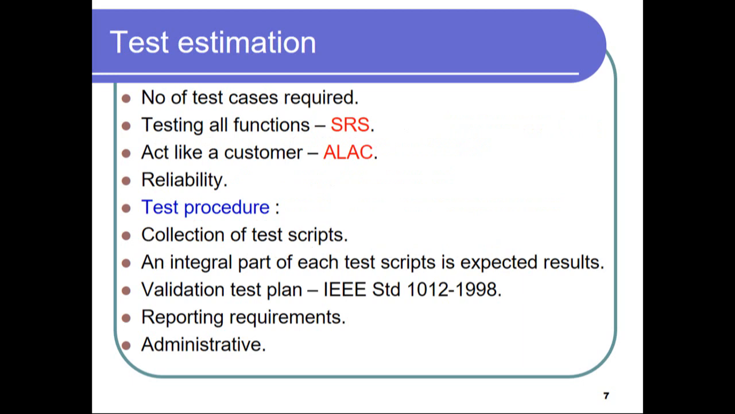Okay, so test estimation is that number of test cases required. So identify that particular one. Testing all the functions. Okay. So software requirements, we used to say that. Okay. Act like a customer, because what the customer expects from our applications. So in that way, if you think that, automatically every application will go smoothly. So act like a customer. So that is shortly ALAC. Okay, SRS, like that. These are some shortcuts that will be used.